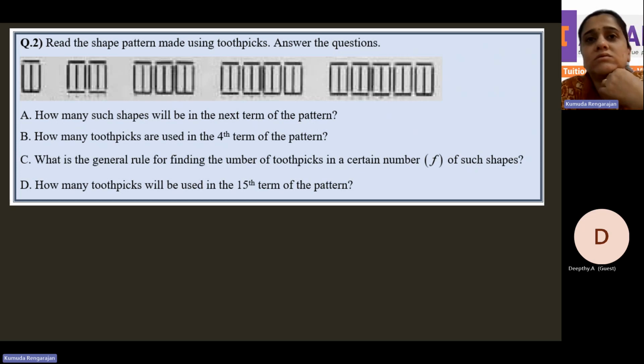So what is the rule? 5F is the rule. For the 15th term, you should take F as 15. For the 20th term, you should take F as 20. There, F stands for the number of the terms, the particular term. So here it is the 15th term, so F is 15.